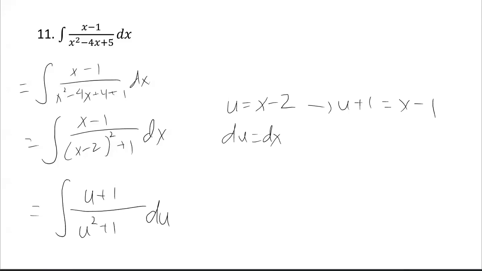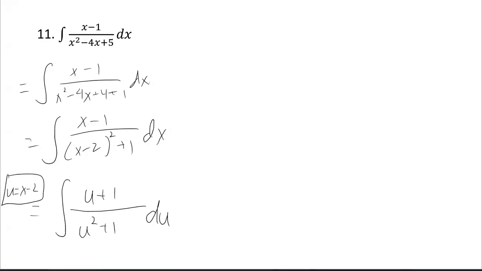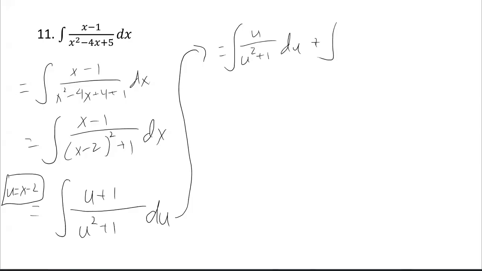So how can we solve this now? Well, we can just break this up. Let me just write over here, u is x minus 2, because we need to back substitute later. So let's break up the fraction into u over u squared plus 1 du. That's one integral. And then the next integral is 1 over u squared plus 1 du. We know how to integrate both of these.